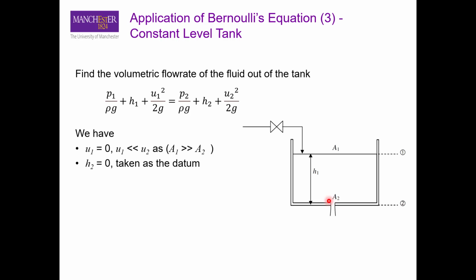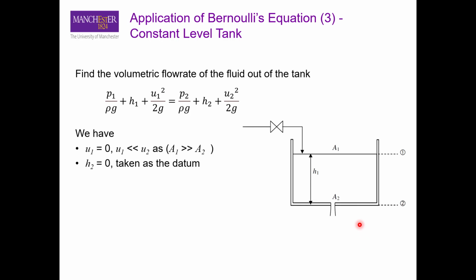Okay, so it means that h2 is 0, and from point 2 to point 1, we have a difference in height h1. Okay, and we can define this datum at any point. For example, we can define the datum here at the bottom, and then the height at point 2, h2, will not be 0, and it will be a positive value of h2, and then the height at point 1 will be h1 plus h2.